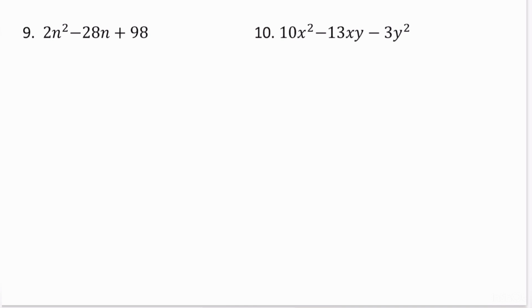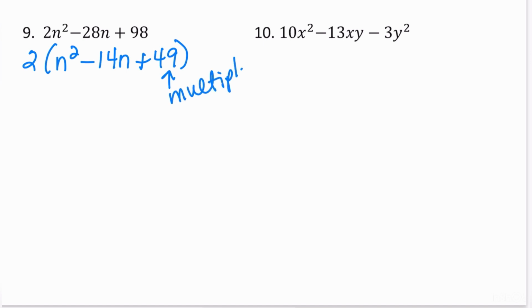In number 9, clearly all of these are divisible by 2. So I do have a GCF from the very beginning that I want to go ahead and get rid of. So I divide everything by 2, and I'm left with n squared minus 14n plus 49. And now, wow, I actually have a trinomial where the leading coefficient is 1. So I don't even have to go through all the trouble of factoring by grouping. So instead, I'm just looking for what multiplies to give me positive 49 that's going to add to give me negative 14.